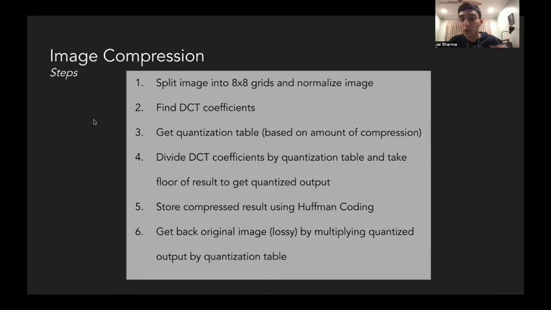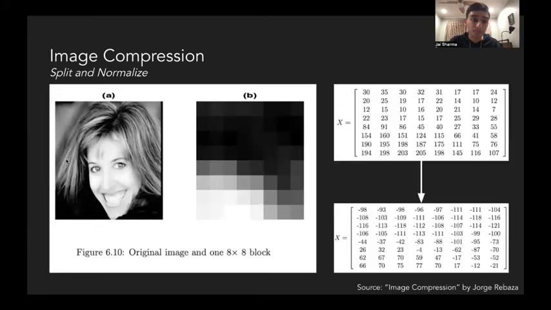So here's an overview. What you do in image compression is essentially split the image into small grids, and then normalize those grids. You find these things called DCT coefficients, and you get this thing called a quantization table. Then you divide the DCT coefficients by the quantization table, store that output using Huffman coding, and then you can get back the original image. I'll explain what all these terms mean and how it actually works as time permits.